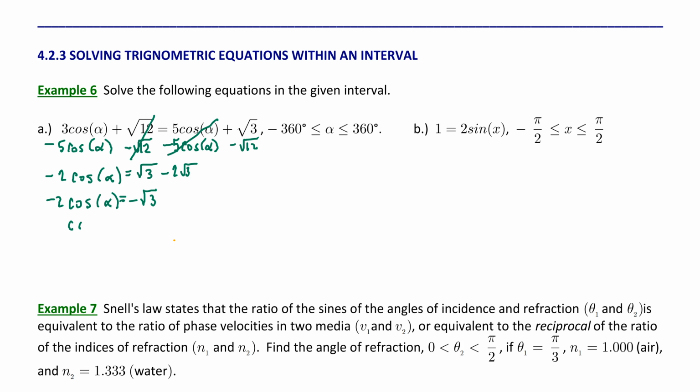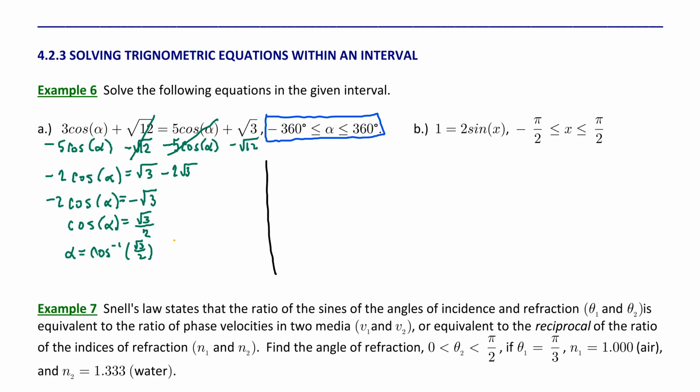Continuing to isolate our cosine function, we can divide both sides by negative 2, and we end up with cosine of alpha equals square root of 3 over 2. So we need to find alpha as the inverse cosine of square root of 3 over 2. Taking a look at the interval over which we're solving this equation, we can determine that we're working in degrees. This means we need to find all of the angles between negative 360 degrees and 360 degrees with a cosine value of square root of 3 over 2.